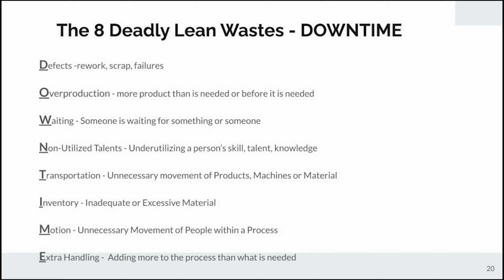Waiting, someone is waiting for something or someone. Non-utilized talent, underutilizing a person's skill and talent and knowledge. The emphasis is more on involving everybody in the lean process, because they're the most experienced, the people on the front line. And then transportation is unnecessary movement of products, machines, or material. Inventory is inadequate or excessive material. Motion is unnecessary movement of people within a process. Then extra handling is adding more to the process than is needed.